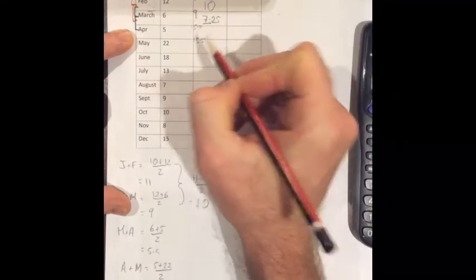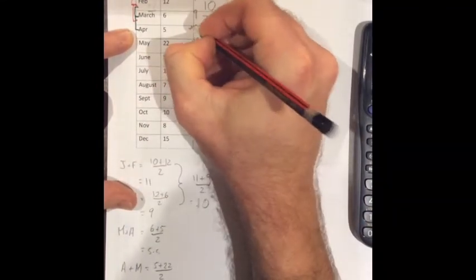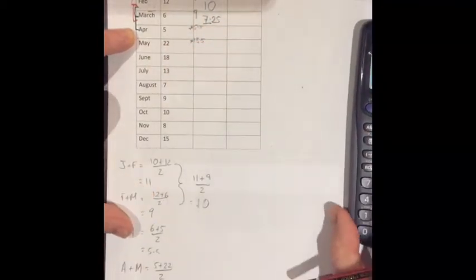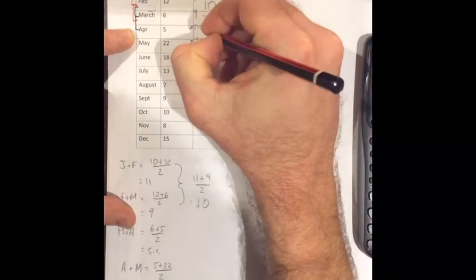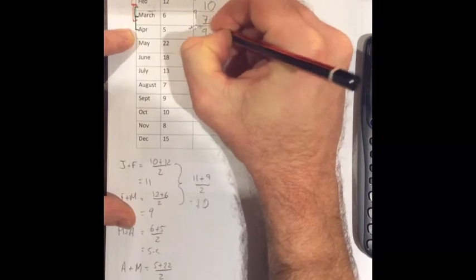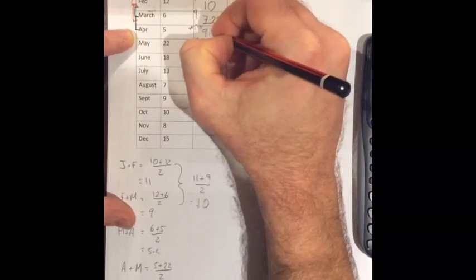And add these two together, 13.5 and 5.5, to get our April value. 19 divided by 2 is 9.5, and there is the births for April.